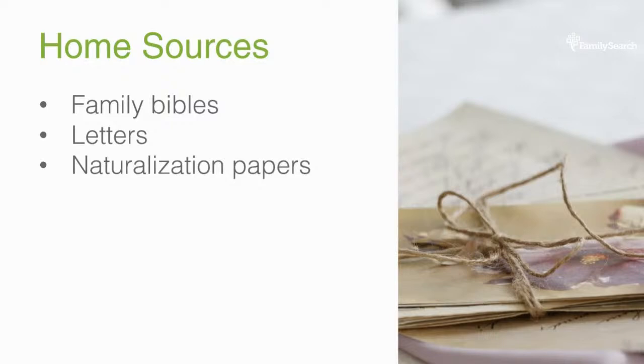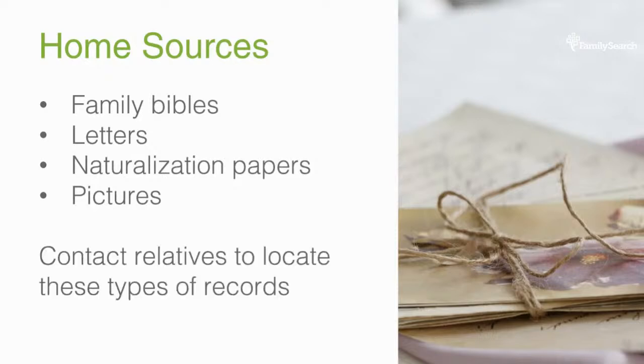Let's start with home sources. By home sources, we mean things like family Bibles, letters. A lot of immigrants were writing home, writing back and forth, especially that chain migration. Somehow they had to know how to get to them, how to come back. Naturalization papers, pictures. Pictures can be great if you want to look at the studio who took the picture, if you've got that information. Even if it doesn't have a name or date and place, the studio might at least point back to a specific town in Germany, and you know they must have been near that place at some point in time.